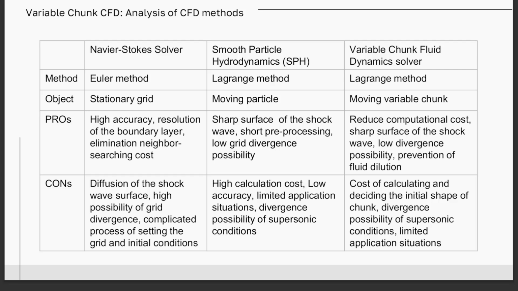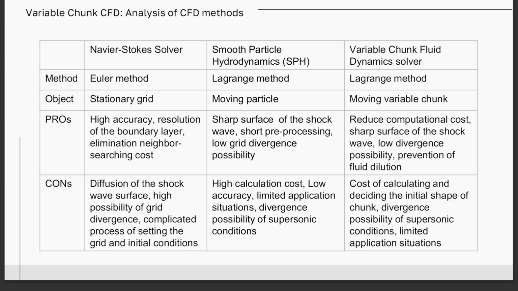Now, let's compare this novel CFD method with the conventional approaches, the Navier-Stokes solver and smooth particle hydrodynamics. The Navier-Stokes solver is an Eulerian-based solver that analyzes the fluid using a stationary grid. Therefore, it can achieve high accuracy and resolution in the boundary layers. However, due to the limitations of the grid method, several problems occur, such as diffusion of the shock wave surface, high possibility of grid divergence, and a complicated process of setting the grid and initial conditions.